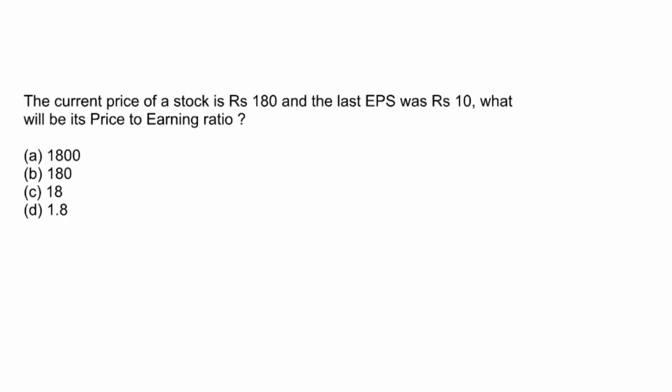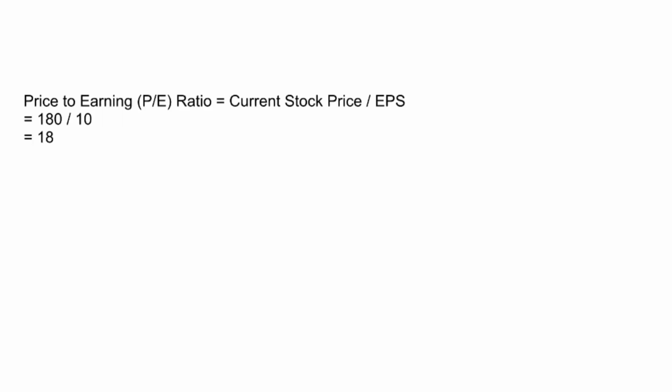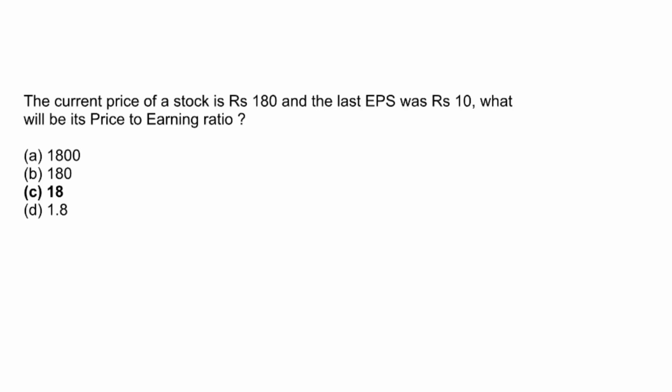Going on to the next question. The current price of a stock is rupees 180 and the last EPS was rupees 10. What will be its price to earning ratio? Options are given, but before we look into the options, let's find out the answer. For finding out price to earning ratio, that is PE ratio, what you have to do is current stock price divided by earning per share. So current stock price is 180 divided by earning per share, that is 10, will give you the answer, that is price to earning ratio in this question is 18. So option C is the correct answer.